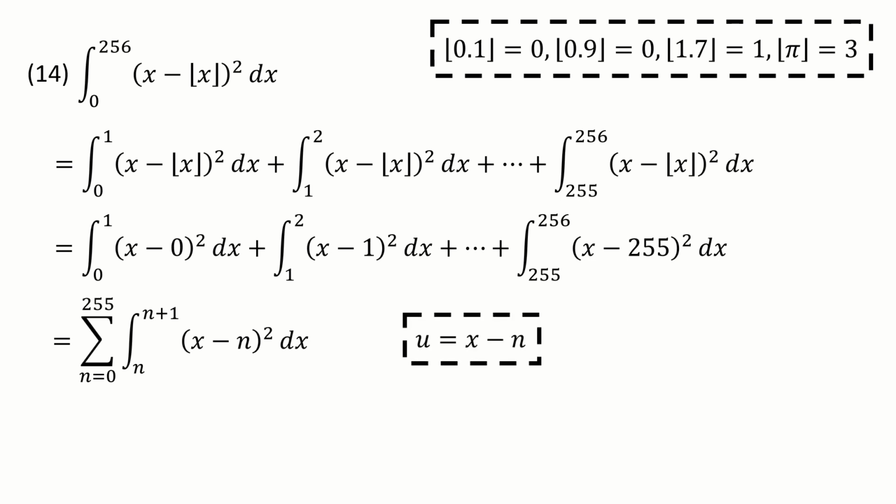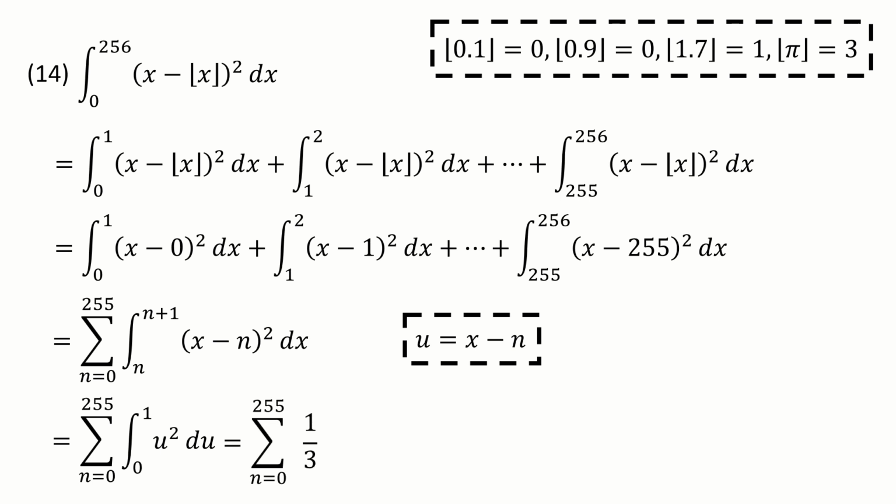Next, we use the u substitution, and let u equal x minus n. So we got here. This is an integral with respect to u square, and the result is simple, which is just 1/3. So it becomes a summation of 1/3. Note that here n starts from 0, not 1. So it's totally 256 times 1/3. And here is our final answer.